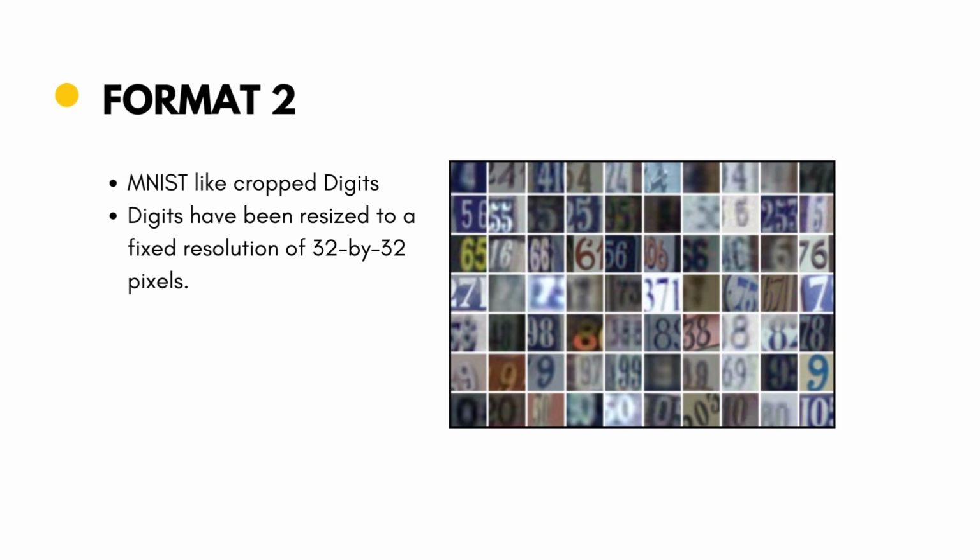Second, MNIST-like 32 by 32 images centered around a single character. In this MNIST-like format, all digits have been resized to a fixed resolution of 32 by 32 pixels. The original character bounding boxes are extended in the appropriate dimension to become square windows so that resizing them to 32 by 32 pixels does not introduce aspect ratio distortions.